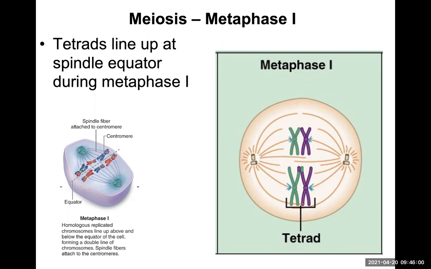For another cell, the way that these cells line up is completely random, right? You don't know whether it's going to be maternal or paternal chromosomes on the left versus the right. And there are some really important implications for this when it comes to genetic diversity, because during the next phase, anaphase, you're not splitting the centromere in this case, you're going to get movement of the chromosomes to opposite poles.